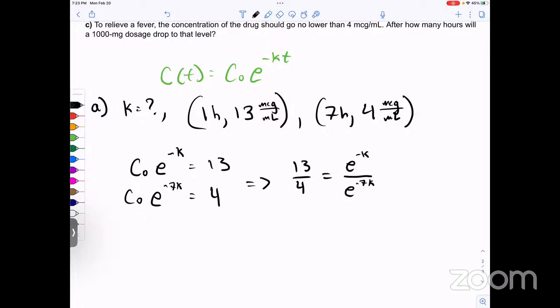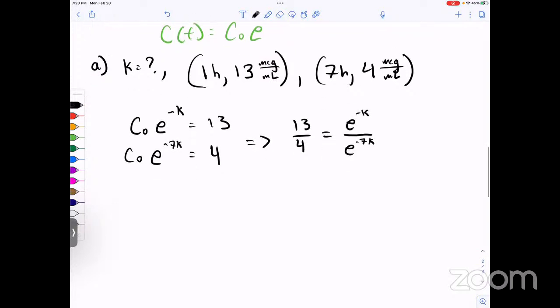So when we're dividing exponentials of the same base like that, we subtract the exponents. So I'll just work down here. We're going to have 13 over 4 equals, so if we subtract those exponents, -1 minus a -7, 7 minus 1 is a 6K. So that's going to be e to the 6K. All right, so then we take the natural log on both sides.